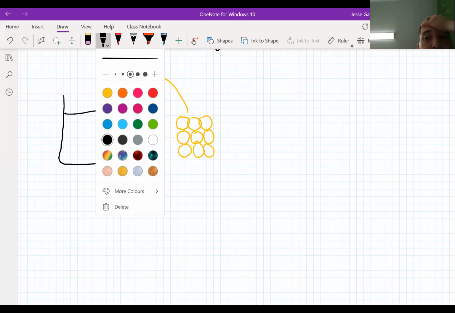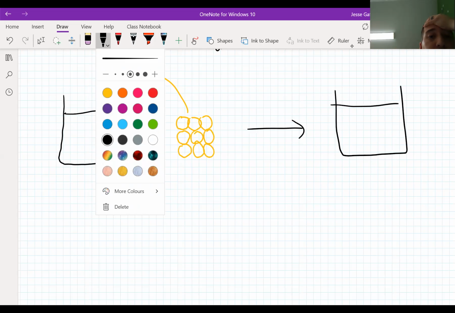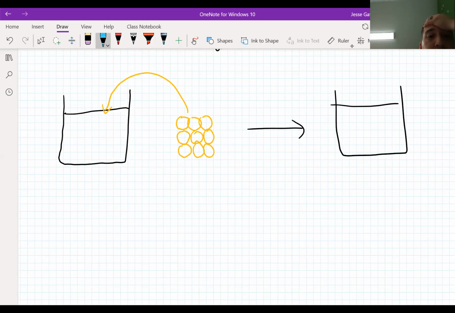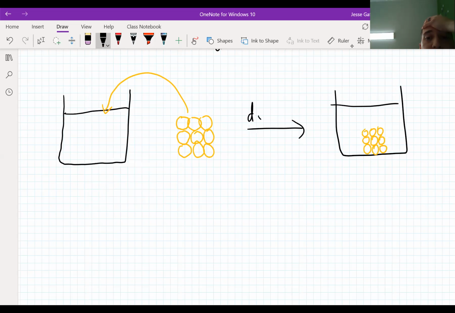So we had our beaker, our water was still there, but this time the particles did not break up. The sand particles were still arranged in rows, still stuck together. Did dissolving happen? No, sand did not dissolve in water.